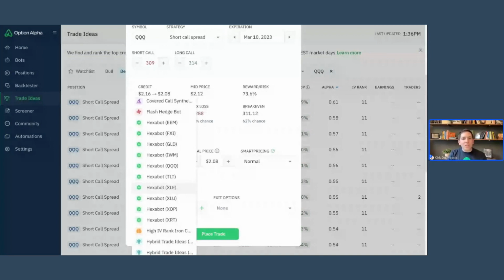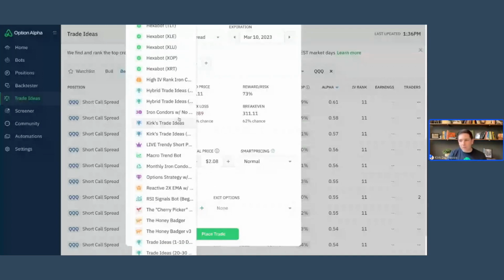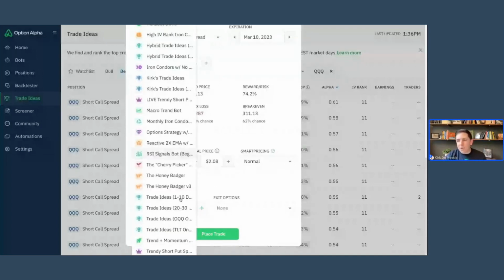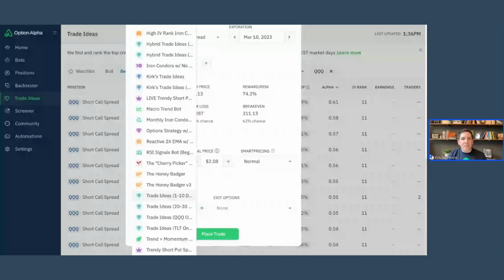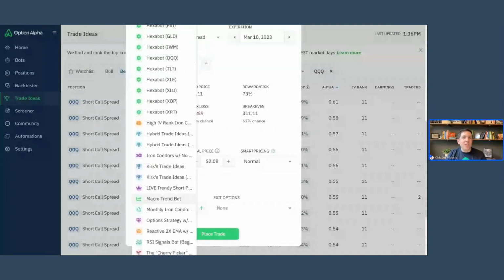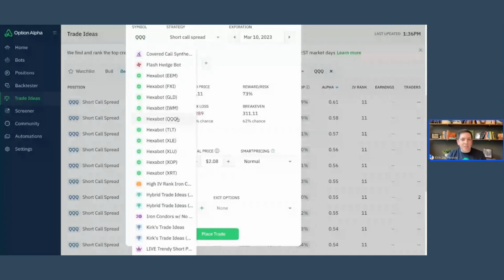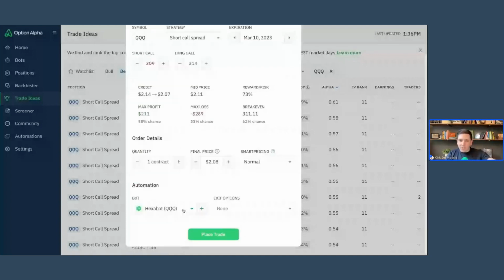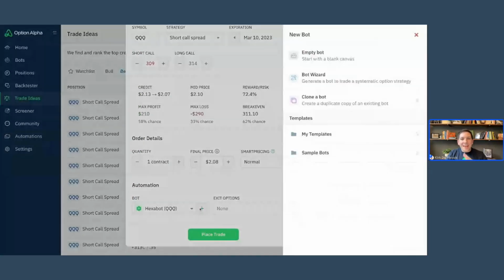Now you can put the position into any existing bot that you have, if you've got room in the bot. Then you can say, hey, I want this position to go into my, I don't know, like Hexabot for QQQ, which I don't have. But you could select that position and say, if this trade fills, put it into that bot. That's where it goes. Or you could build a brand new bot and just spin up an empty canvas for this trade to go into.